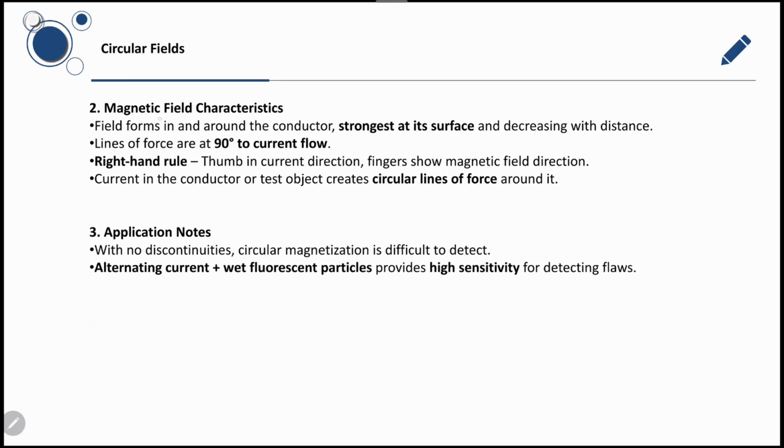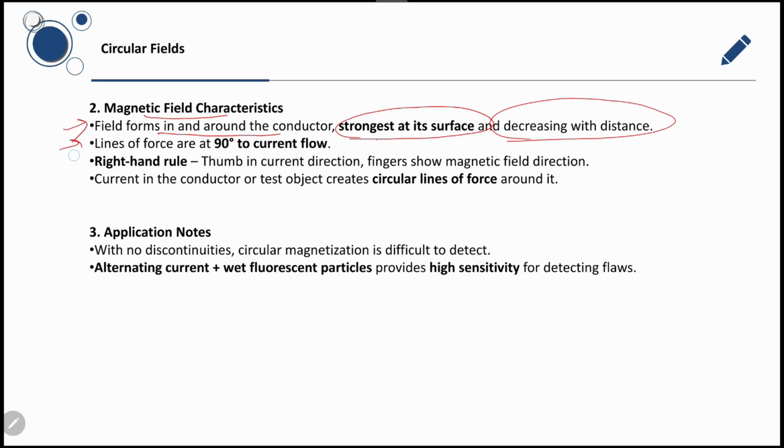The next is magnetic field characteristics. First one is, when current flows through a conductor or a test object, a magnetic field forms both inside and around it. The field is strongest at the surface of the conductor and its intensity decreases with distance from the surface. This is the formation of the field.